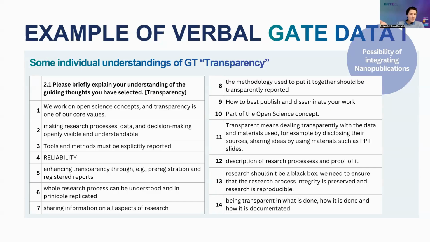So we have different understandings. So the first person, for example, says, well, we work on open science concepts and transparency is one of our core values. So we're in values. And the second person stresses more the moment of visibility and how do I make my research processes, my data, my decision making, how do I make it understandable? And then number 5, for example, is talking about tools or processes, saying, well, enhancing transparency through certain mediums, pre-registration, for example, or registered reports.